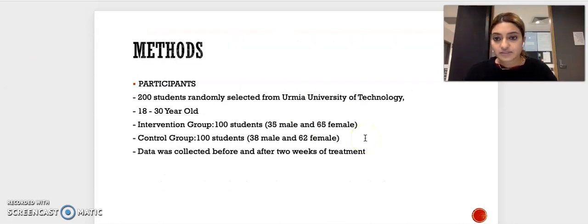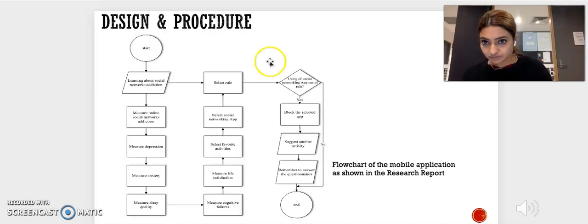Now, the participants that were selected were 200 students randomly selected from Urmia University of Technology within the ages of 18 to 30. 100 people were randomly assigned to the intervention group and 100 to the control group. Data was collected after and before the treatment.